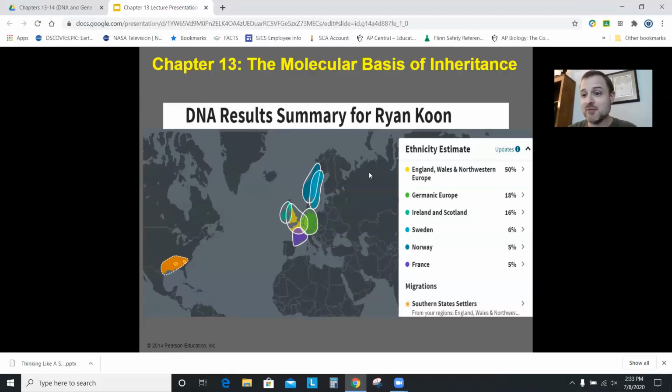So I am, according to this, 50% England, Wales, and Northwestern Europe, which is the yellow circle or oval right here. 18% Germanic Europe, which is here. 16% Ireland and Scotland. How interesting. 6% Sweden, 5% Norway. That's Norway. That's Sweden, right? Yep. 5% France, just for some flavor. And then the website also has a database to track the migration of your family, like in this case, from the old world to the new world.